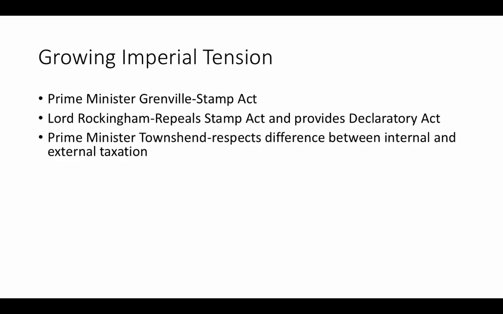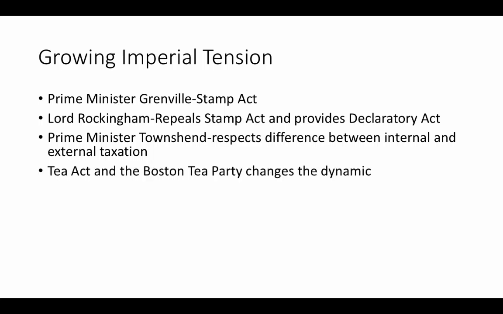Next, Prime Minister Townshend tries to respect the difference between internal and external taxation. This had been a big argument of the Patriots. Their argument was that the reason why they had opposed Britain was not so much because they were trying to pay off the war debt, but because unlike in the past with external taxes, which were tariffs, now they were trying to do internal taxes without colonial consent. That would be the Stamp Act.